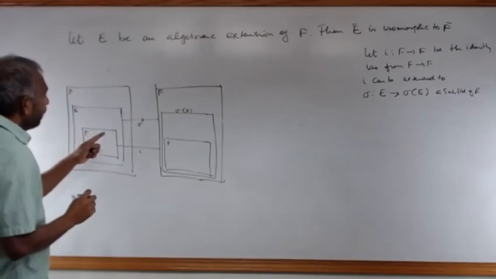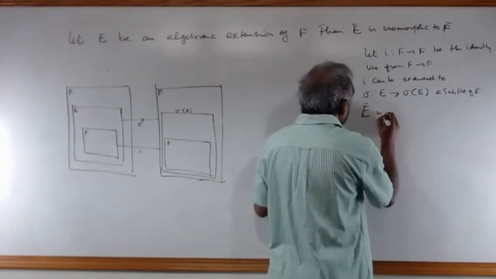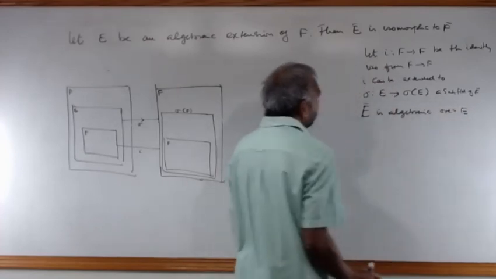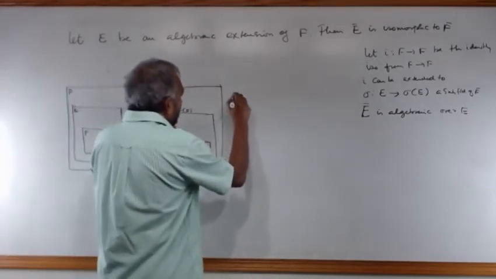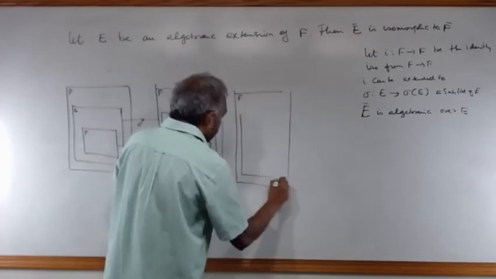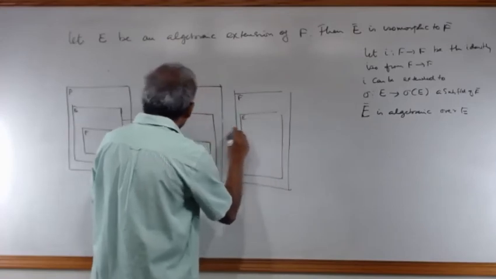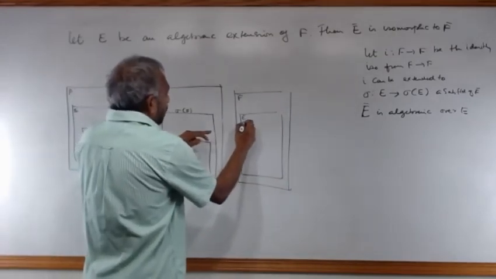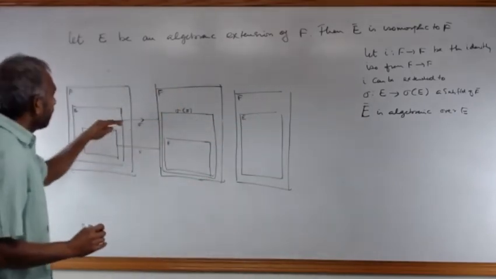Now, F closure... sorry, E closure is algebraic over E. So that means there is an E closure somewhere here. I'm going to write it as a separate diagram. F closure is here and there is an E closure here, and E somewhere here. So this sigma can be extended to F closure.